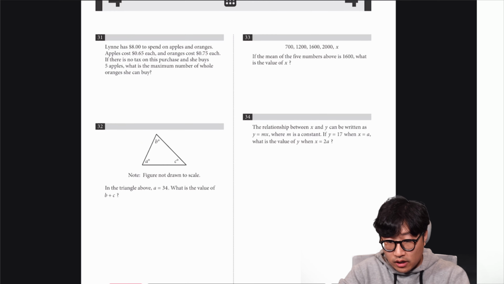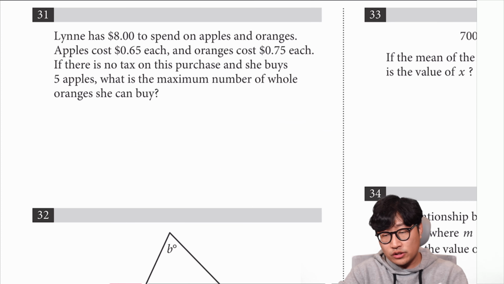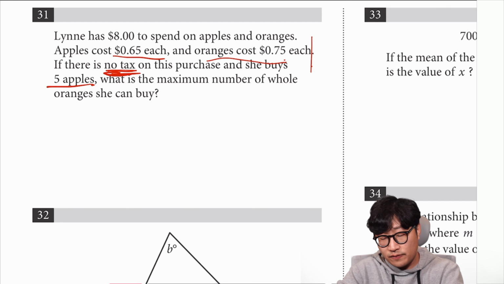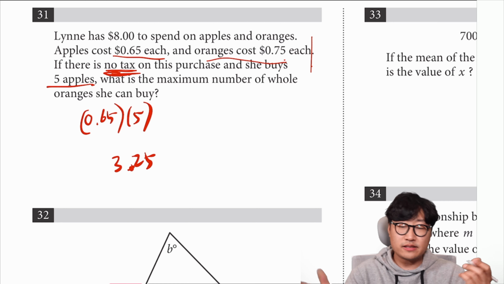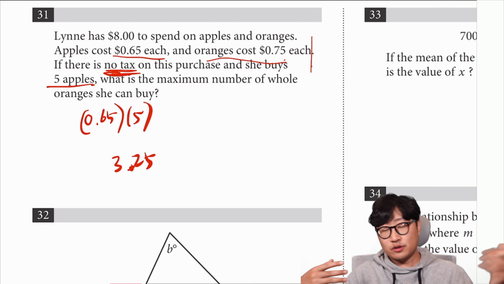Number 31. Lynn has $8 to spend on apples and oranges. Apples cost 65 cents each. Oranges cost 75 cents each. No tax. Yeah, I wish there was no tax. But on this purchase, she buys 5 apples. So let's go ahead and find that out. 0.65 times 5, right? So that would be a total of $3.25, right? How did I do that fast? 0.6 times 5, which is 3. 0.05 times 5, which is 0.25.